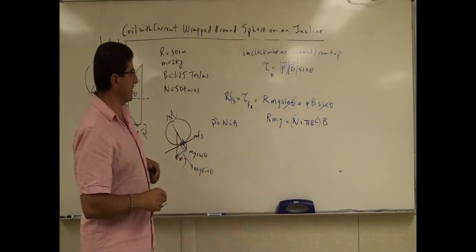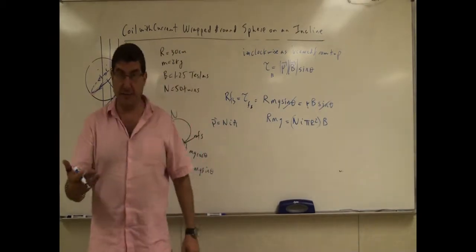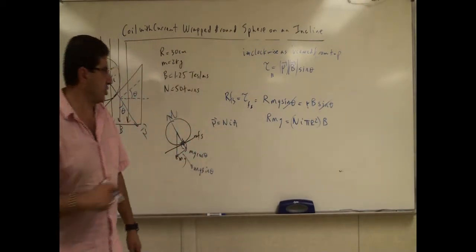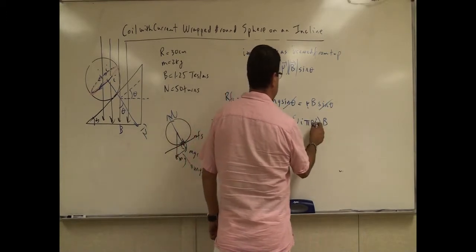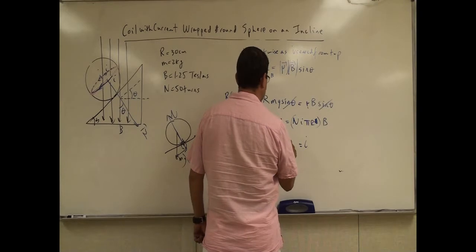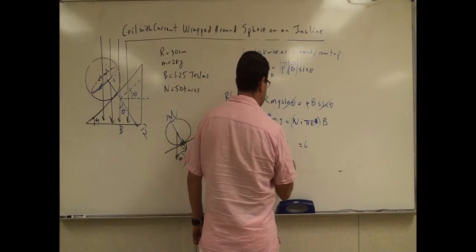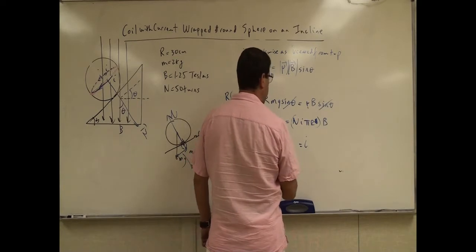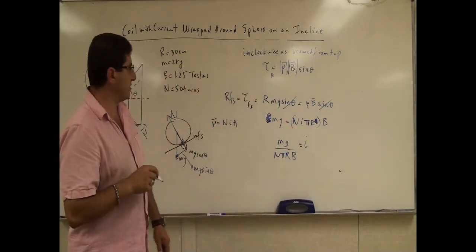So what are we solving for here? We are asking what the value of the current should be in order for this to be stationary. So we're solving for I. One of these R's cancels this R. So I is equal to mg divided by N, pi, R, and B, which all go to the bottom. So the weight divided by the number of turns.